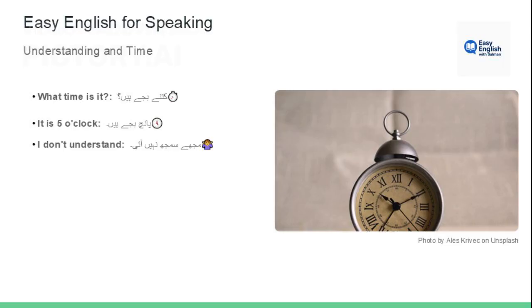Understanding time is crucial in daily life. If you want to know the time, you can ask, "What time is it?" When it's exactly 5 o'clock, you can say, "It is 5 o'clock." And if you don't understand something, you can express it by saying, "I don't understand." These phrases help in managing time and comprehension.